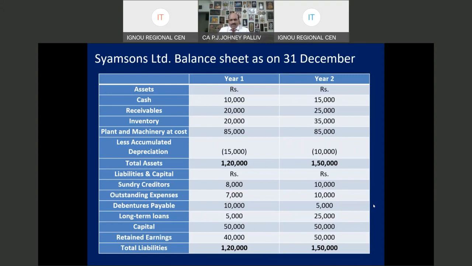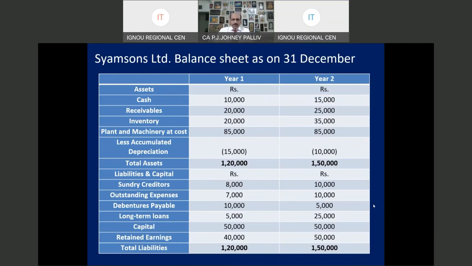Receivables, that is called sundry debtors, which means amount to be collected, or amount receivable from customers, are called receivables or sundry debtors, 20,000, 25,000. Inventory. Inventory means closing stock. Closing stock includes raw materials, work in progress, finished goods, and tools and spares. First year 20,000, second year 35,000. Plant and machinery at cost, that means original purchase cost. Year 1, 85,000. Year 2, 85,000.